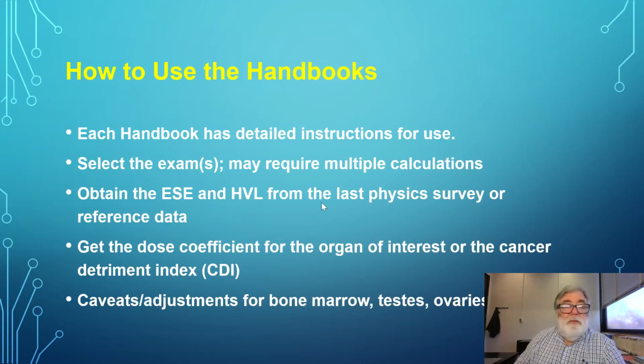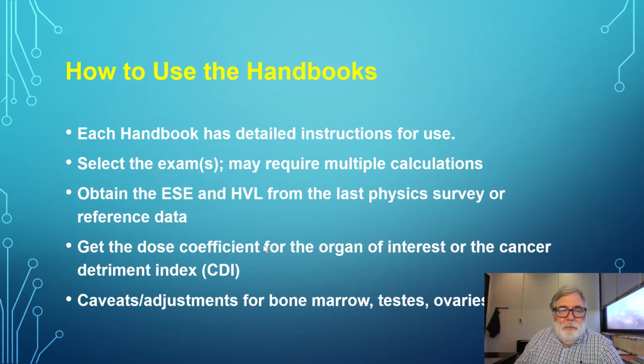The other thing you can do is use reference data for what's typical for a clinical x-ray machine, and that information is provided in the handbook. It tells you where you can go and get that reference data. It's better to use measured data because each machine is slightly different, but if you don't have that available and you need to make an assessment, you can do it that way.